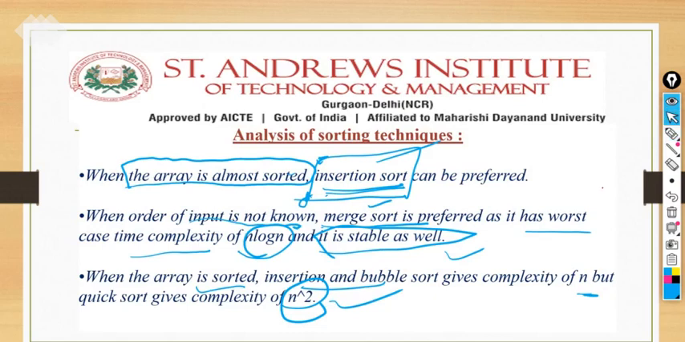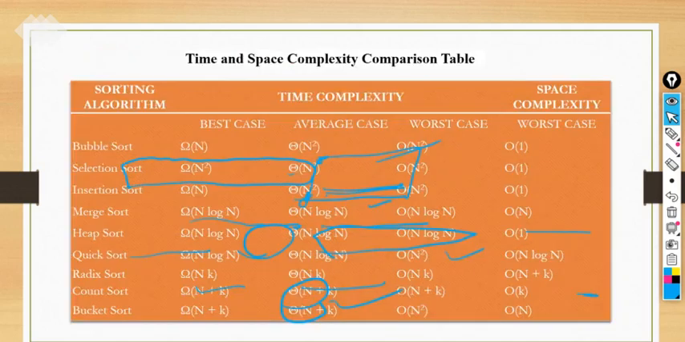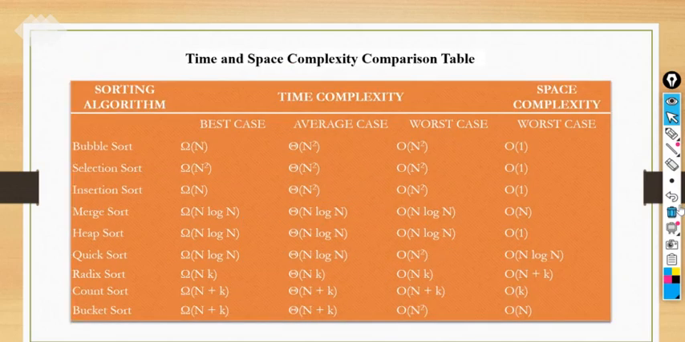Next, we have the main analysis or comparison table for all the searching and sorting algorithms. These sorting algorithms, radix, count and bucket, are non-comparison based techniques, and these others are the comparison based techniques, right?